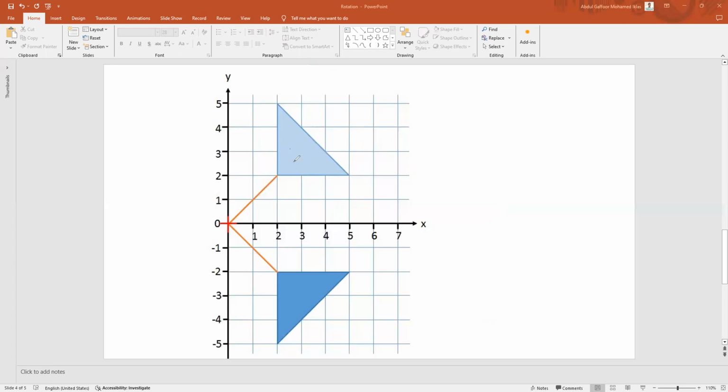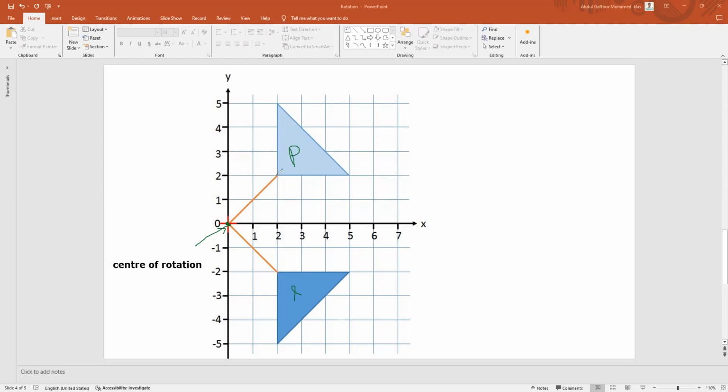So here, let's say this is the pre-image and this is the image, right? Now the rotation occurs based on a fixed point. So this origin is the center of rotation. This is the center of rotation. And if you look at this one, we are going to calculate or determine the angle through which the rotation occurs, right?